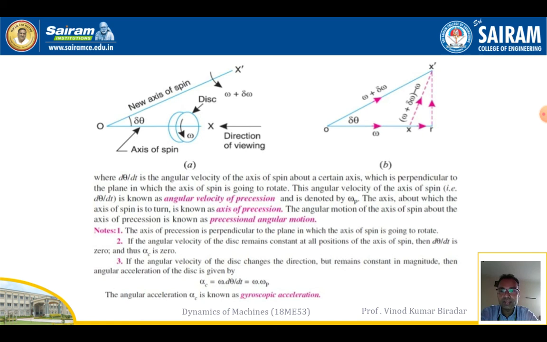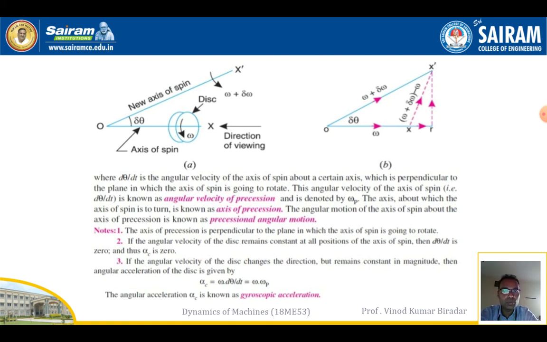So delta theta by delta t is the angular velocity of the axis of the spin about a certain axis, which is perpendicular to the plane in which the axis of the spin is going to rotate, as shown in the diagram. This angular velocity of the axis of the spin, that is delta theta by delta t, is called the angular velocity of precession. Remember this, what you mean by angular velocity of precession. It is denoted by omega p.